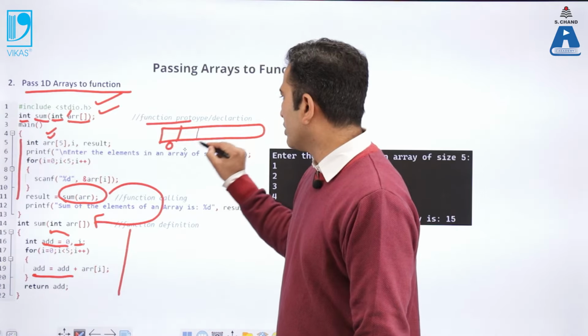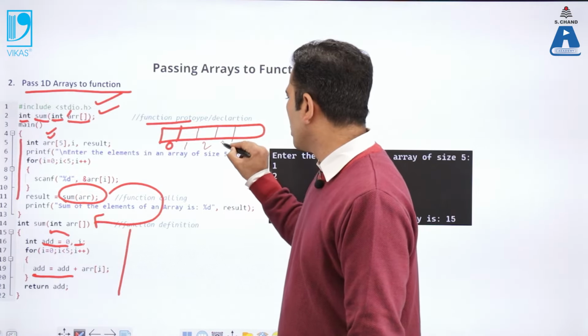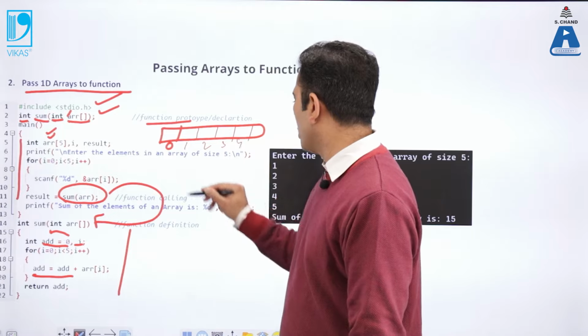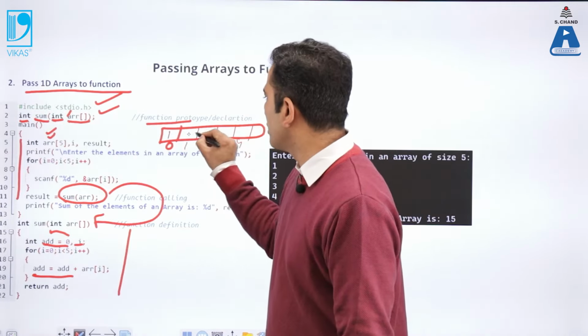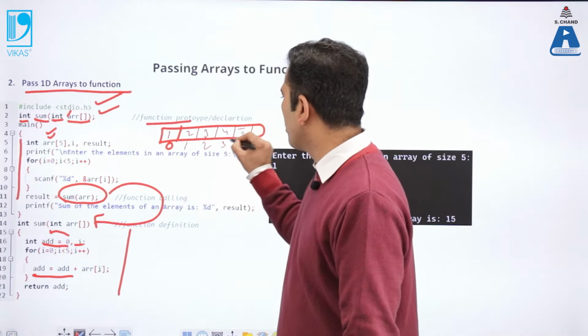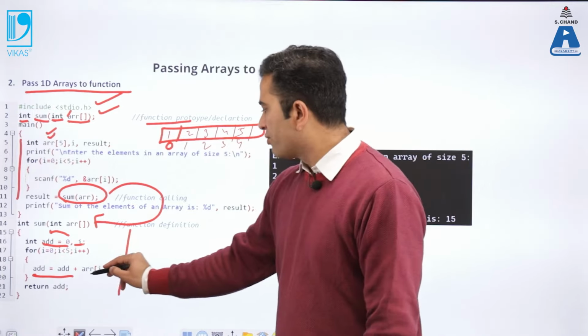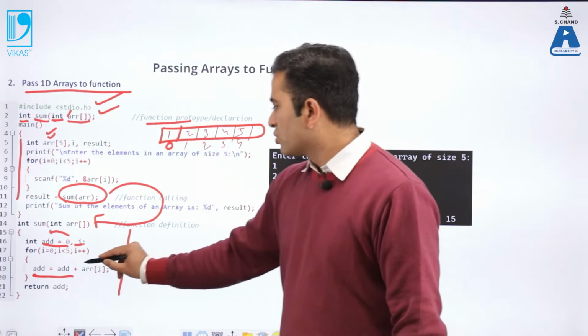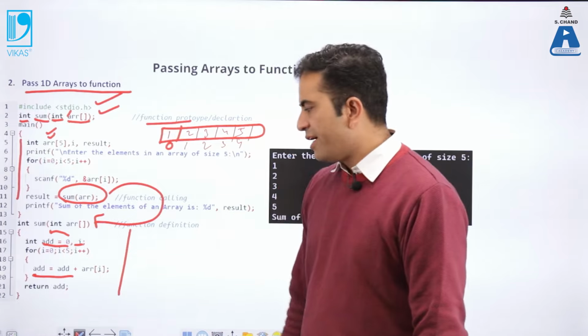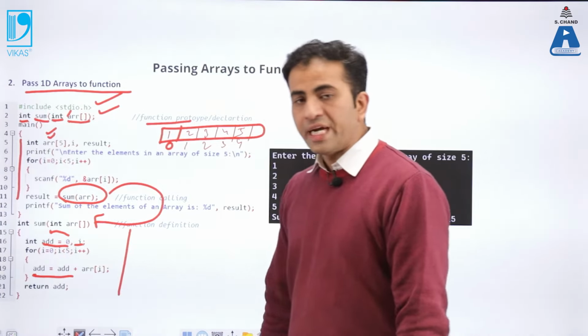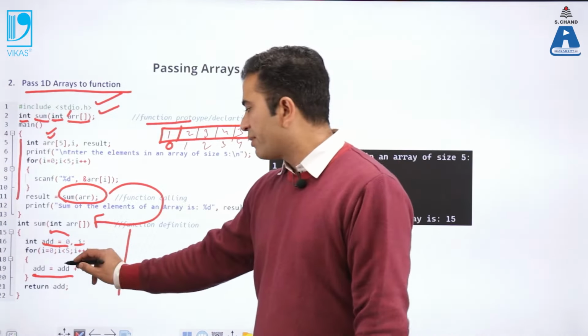The indices are 0, 1, 2, 3 and 4, and the values are 1, 2, 3, 4, 5. Okay, arr[0] has 1, so 1 is added to add. Now the value of the variable add is updated.